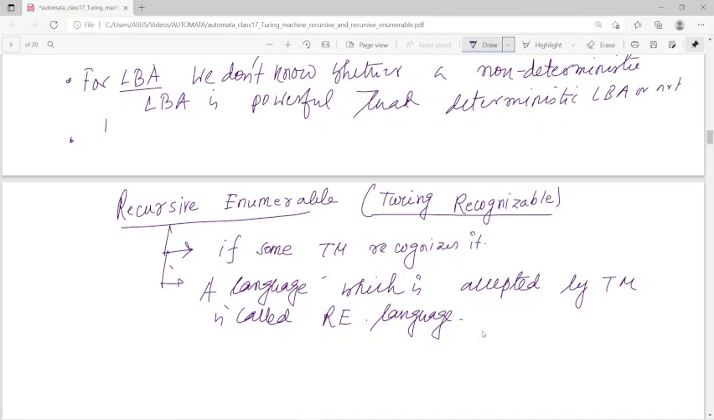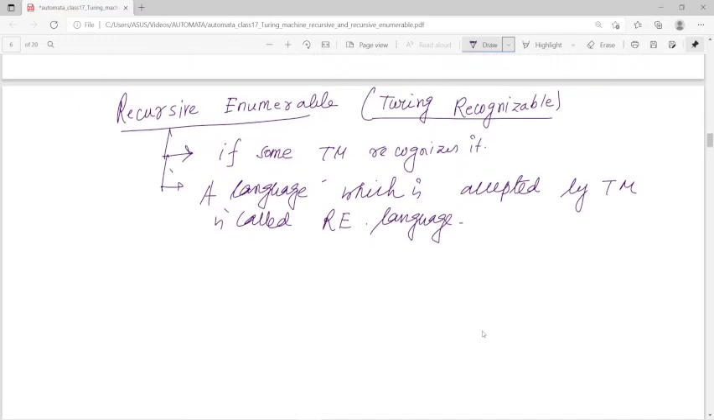Recursively enumerable language. Listen carefully. What we know is that a Turing machine, say M, may either accept the input, or reject the input, or go into a loop.